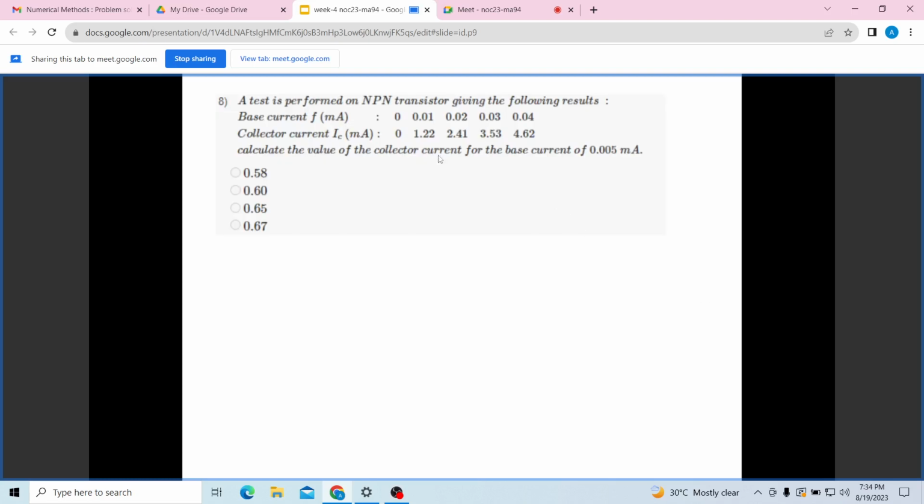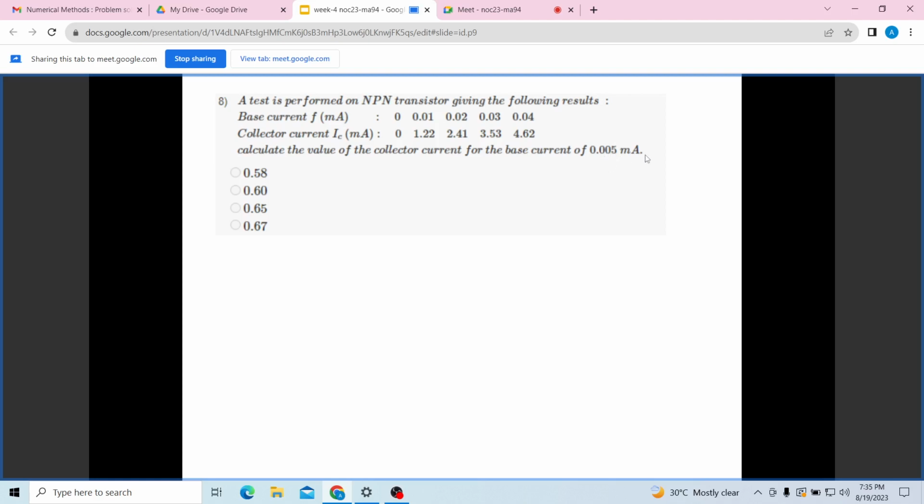So question number 8 is, a test is performed on an NPN transistor giving the following results. One test is given and its results have been shown to you. The base current is given in milliamperes as 0, 0.01, 0.02, 0.03 and 0.04, and the collector current IC is given in milliamperes as 0, and corresponding to 0.01 it's 1.22, corresponding to 0.02 it's 2.41, similarly 3.53 and 4.62. So calculate the value of the collector current for the base current of 0.05 milliamperes.